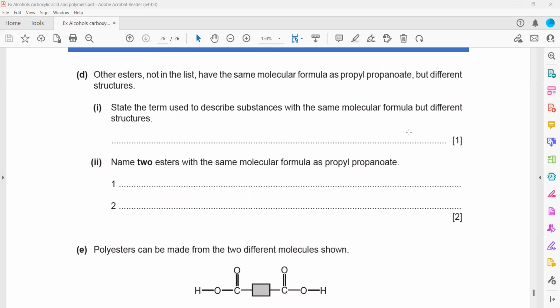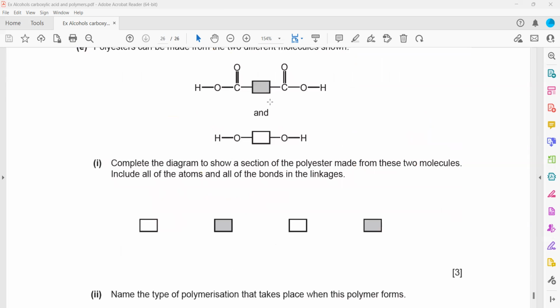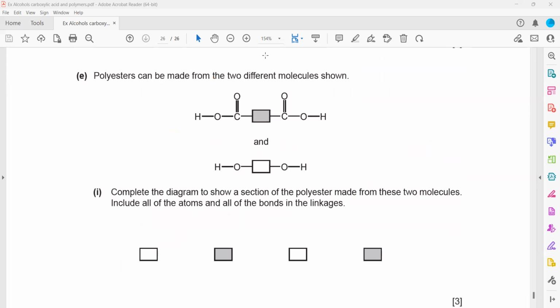A polyester can be made from different molecules. You have to draw the structure. When a dicarboxylic acid reacts with a diol, on one side remove H, on the other side OH. But it starts with the alcohol first. So OH, H, then H, OH. Like one side H, one side OH. No, this is wrong. Why? Because the carbon double bonded with oxygen is the one which is without a box, without a shade.